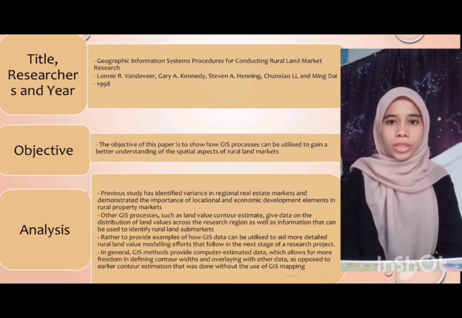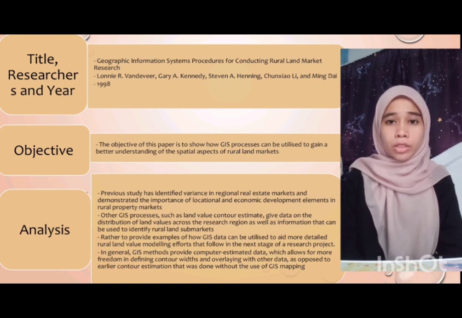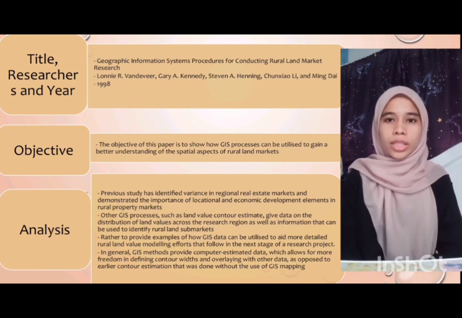1998. The objective of this paper is to show how GIS processes can be utilized to gain a better understanding of the spatial aspects of rural land markets. Based on our analysis, we can see that few studies have employed GIS methodologies in the spatial analysis of rural land value data. Previous studies have identified variance in regional real estate markets and demonstrated the importance of locational and economic development elements in rural property markets.